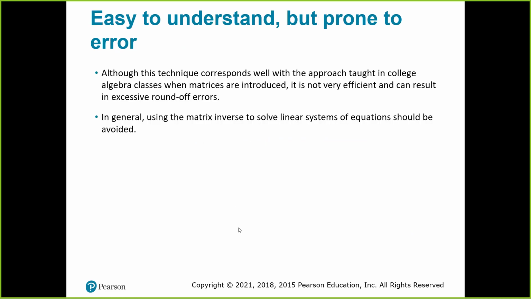Okay, so it's easy to understand but prone to error, because doing the inverse introduces rounding off errors, and then you're going to multiply again, which creates more errors. So right here, this textbook is saying that using the matrix inverse to solve linear equations should be avoided. And there are other ways to do it.